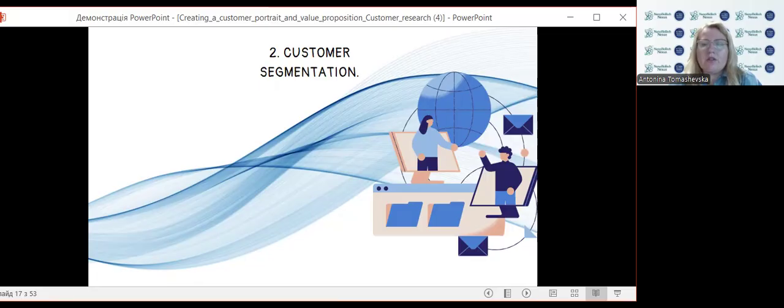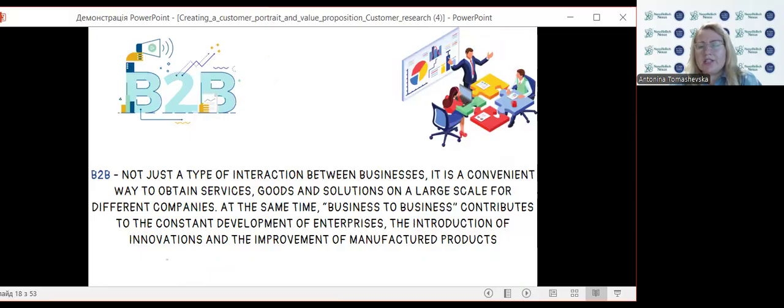Today, we will look at the main approaches to segmentation, the criteria most often used by companies, as well as examples of how segmentation helps shape effective marketing strategies. So, first of all, let's focus on the types of markets you are entering with your product. Types by type of interaction market.